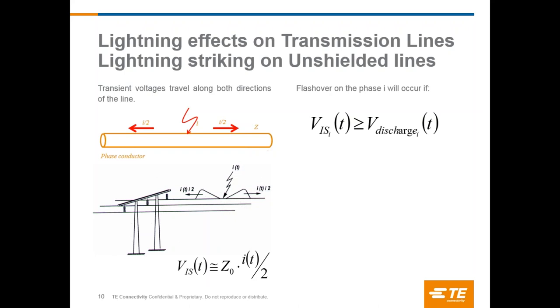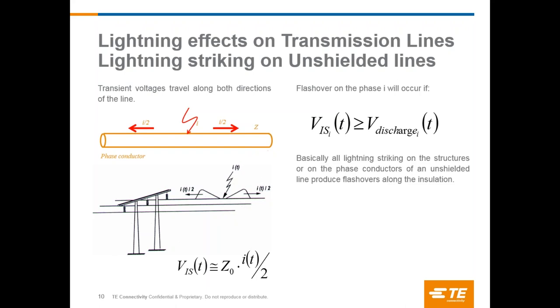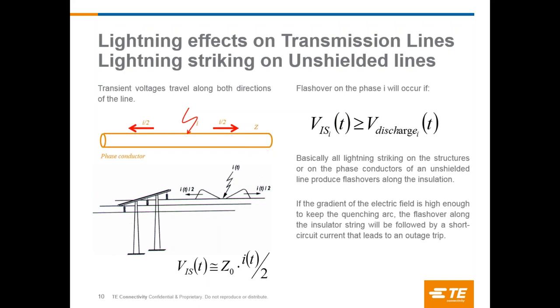If the voltage across insulator strings is higher than the discharge voltage of the insulation, flashover will occur in this specific phase. Basically, lightning striking the phase conductors of an unshielded line produces flashover along the insulation. If the gradient of the electrical field is high enough to sustain the arc, the flashover along the insulator strings will be followed by a short circuit current that leads to an outage.